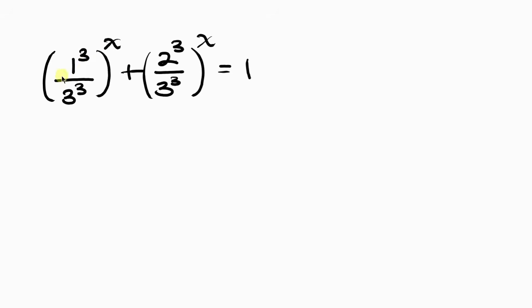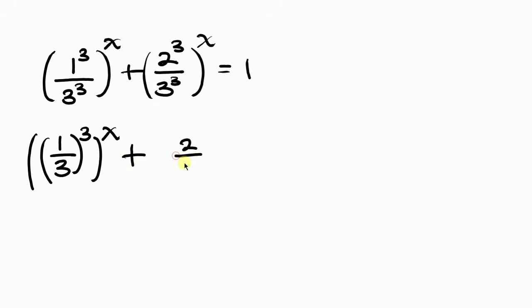Now let's pay attention to what we have inside. Notice that they have a common power of 3. Let's apply what we did before. This can be written as 1 all over 3, all raised to the common power of 3. And remember, we have a power of x outside, so I'm going to be raising this to the power x. Plus, we do this the same way. This becomes 2 over 3 all raised to the common power of 3, and now raised to the power x. And this is equal to 1.